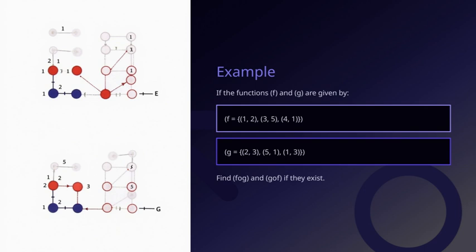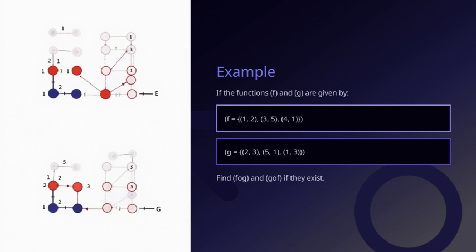Next, f takes 4 to 1. Does g take 1 as an input? Yes, g maps 1 to 3. So g composed with f includes the pairs where the output of f is in the domain of g, leading us to the pairs (1, 3), (3, 1), and (4, 3). Now, let's consider f composed with g, or f of g.